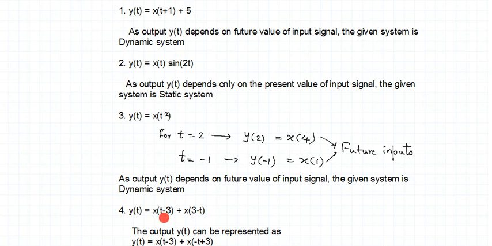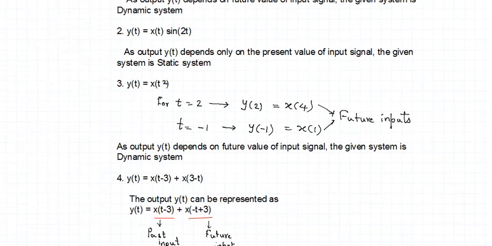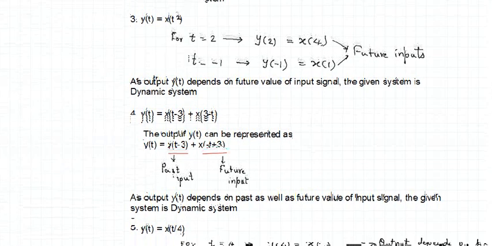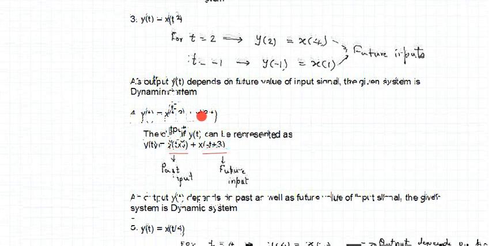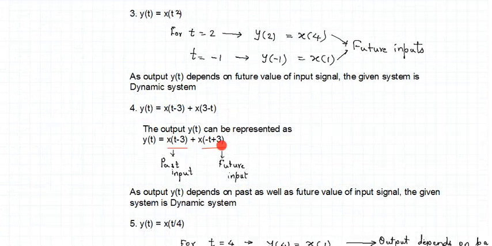Whereas x of 3 minus t, what is this term? For that you could rewrite your system equation. Here the expression is an advanced signal, and here it is a delayed signal. So delayed signal means past inputs. Advanced signal means the future inputs. So here you could easily analyze that output is a function of past input and output is also a function of future input.